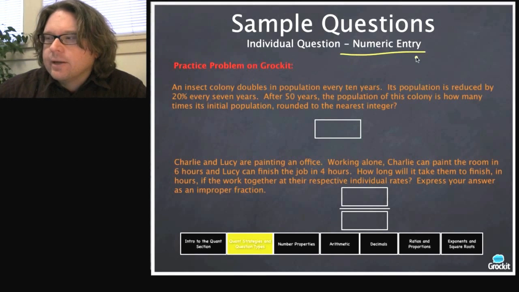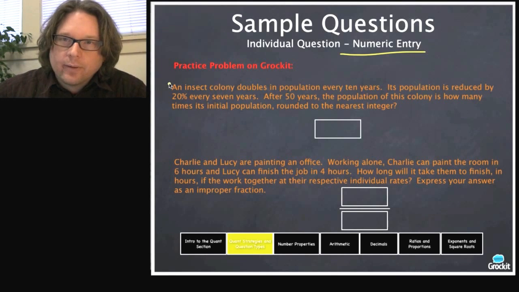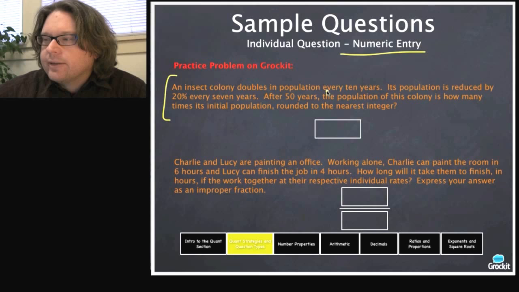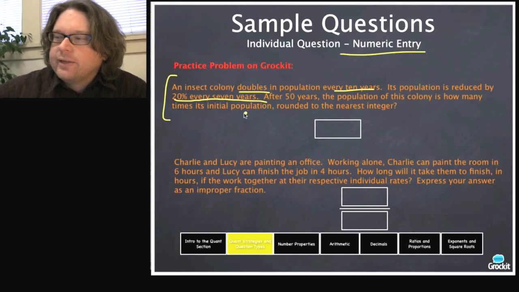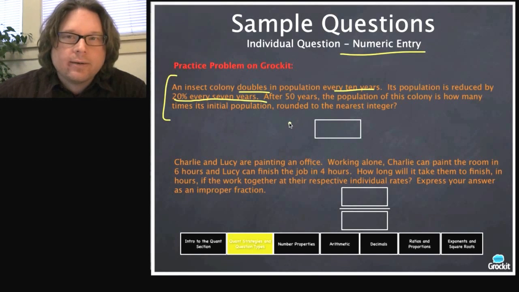So numeric entry was the other one that I mentioned, the kind where you actually have to enter in an exact number, and you can have 2 different formats in this case. Both of these are from the GRE database. So the first one: an insect colony doubles in population every 10 years. Its population is reduced by 20% every 7 years. After 50 years, the population of this colony is how many times its initial population, rounded to the nearest integer?